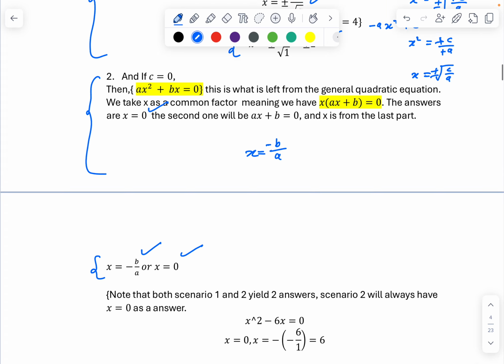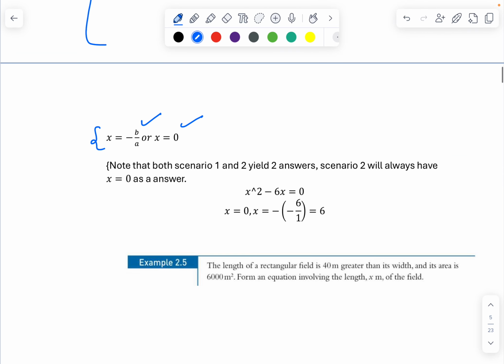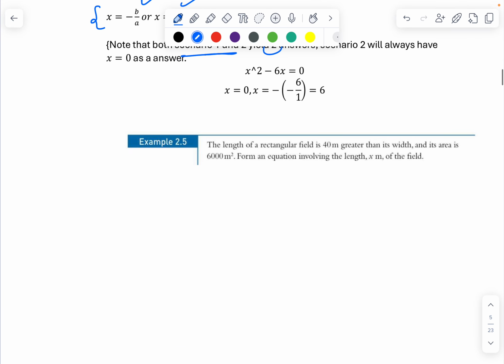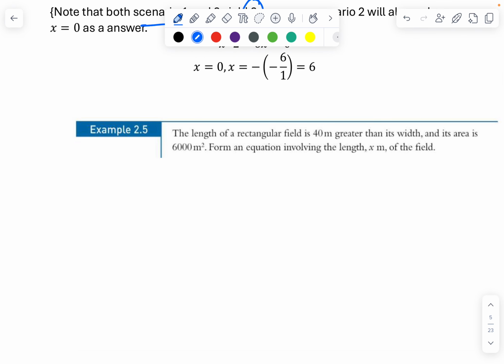Note that both scenario 1 and scenario 2 will yield 2 answers. So they will always have 2 answers. In some cases they are the same, in some cases they're different, but in most cases they will be different. Now let's deal with factorizing.